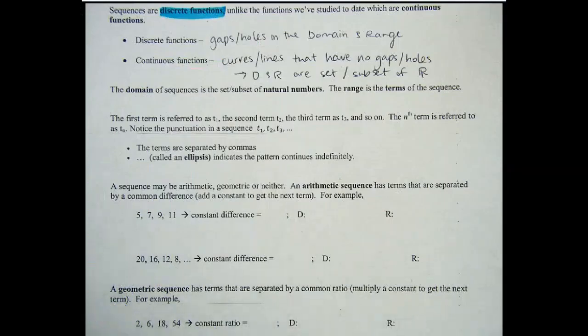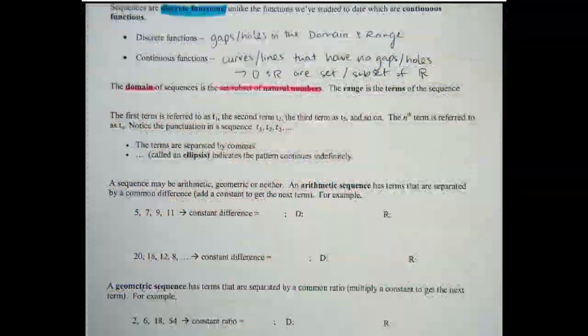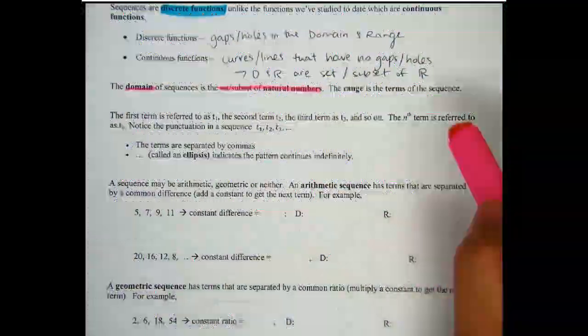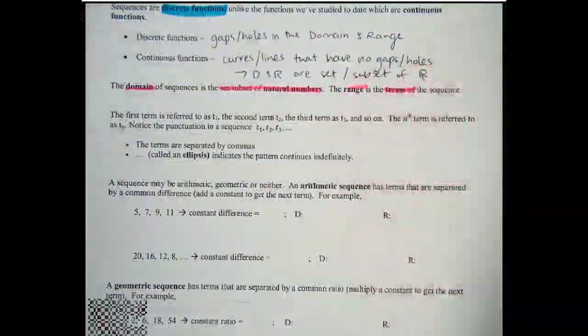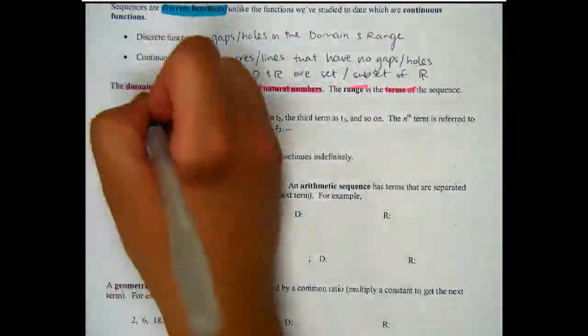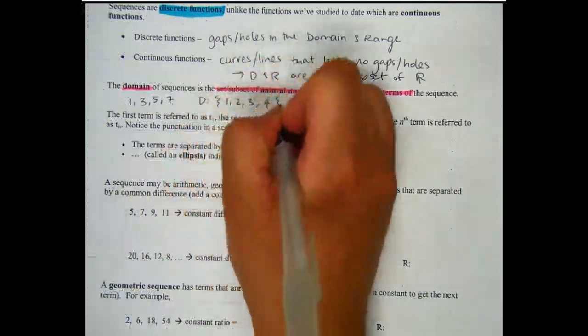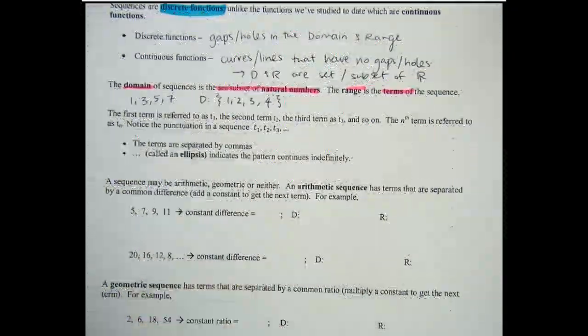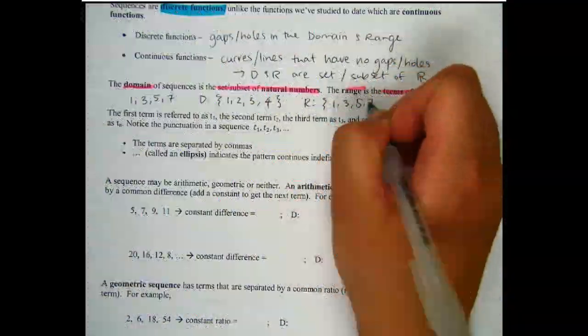When we think about the domain and range of sequences, the domain would be the set or subset of natural numbers, so starting with 1. The range would be the actual terms of the sequence. So in the example, let's say 1, 3, 5, 7, just those first 4 terms, the domain would be 1, 2, 3, 4, because there are 4 terms. Okay, first term, second term, third term, fourth term. The range would be the terms themselves, so 1, 3, 5, 7.